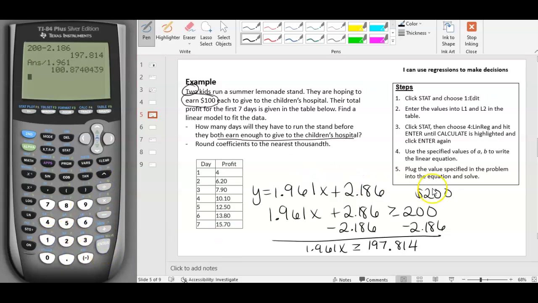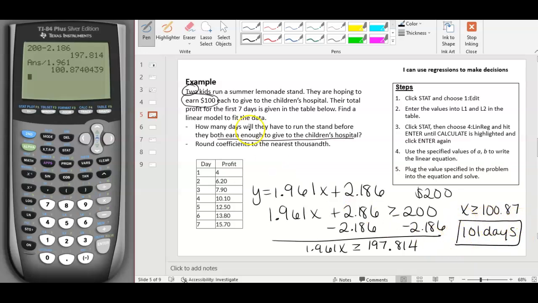And when I do that, I get x is greater than or equal to 100.87. Okay, so that means that they're going to have to work for more than 100 days, right? So about 101 days, they will have to run this lemonade stand in order for both of them to earn $100 each to give to the children's hospital.